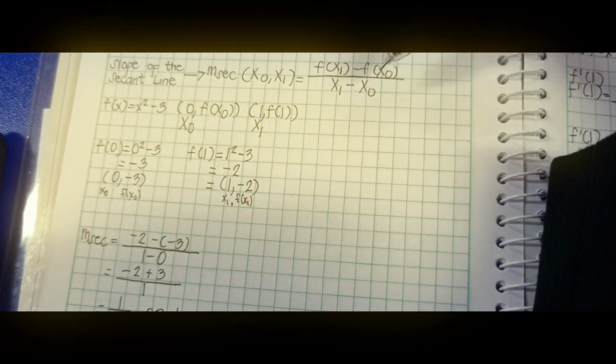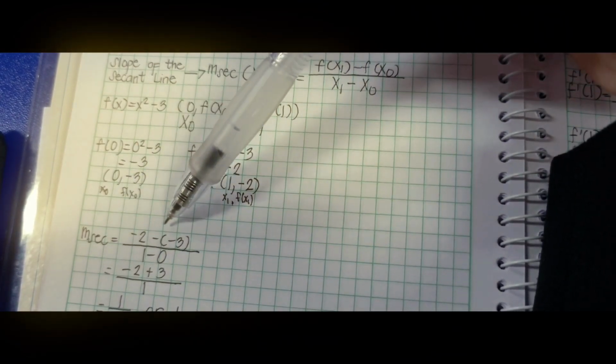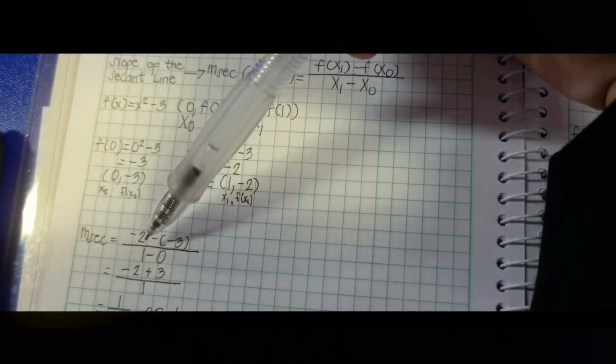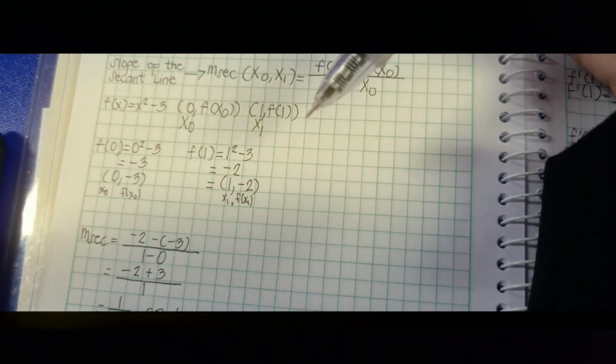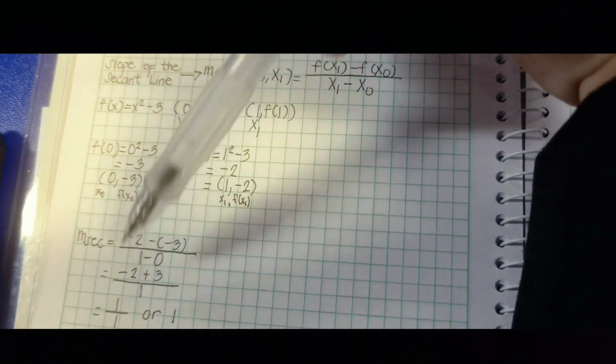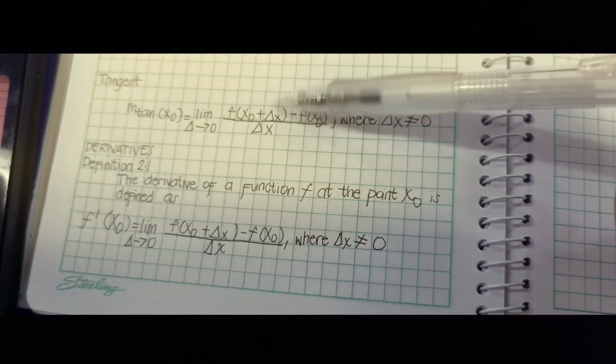Now, substitute it to the formula. The slope of the line, or m sec, is equal to negative 2 minus negative 3 over 1 minus 0, equals negative 2 plus 3 over 1, equals 1 over 1, or 1. Now, let's talk about the tangent.